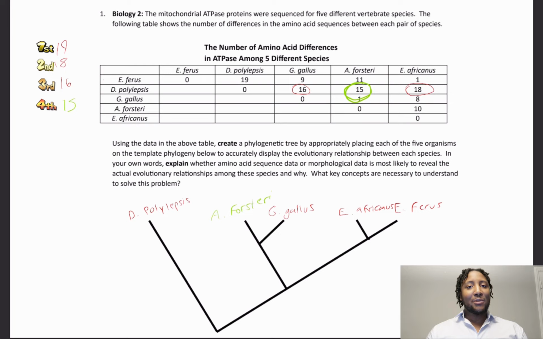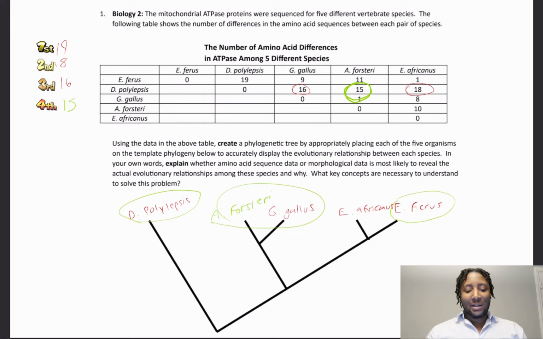And just looking at this, again, we're not given any pictures or anything, we're just given a graph. So we can say that the amino acid sequence data most likely reveals the actual evolutionary relationships among these guys, just because, again, there's no pictures involved. We're not given any type of, this species has hair. We're only given the species name, and we can see that the amino acid differences are the reasons for why D. polylepsis is in the outgroup compared to E. ferris, and how these guys all may relate to each other because of the amount of amino acid differences.